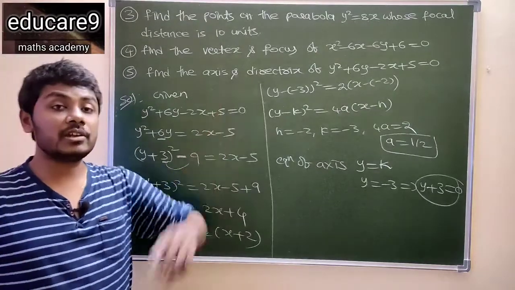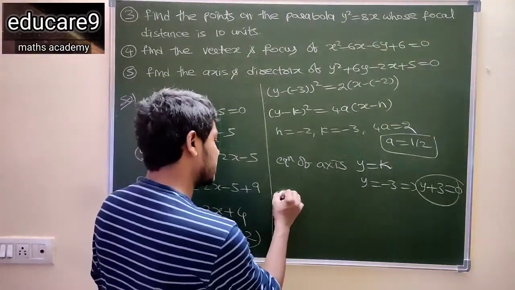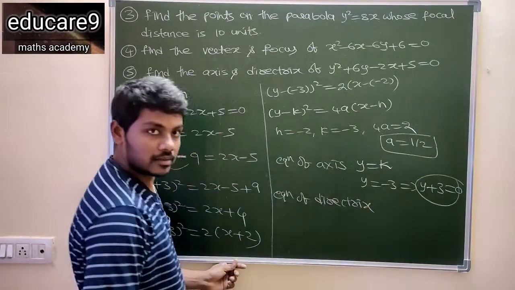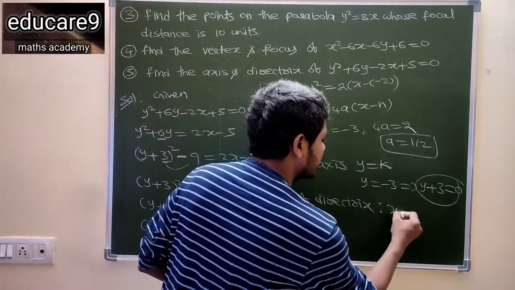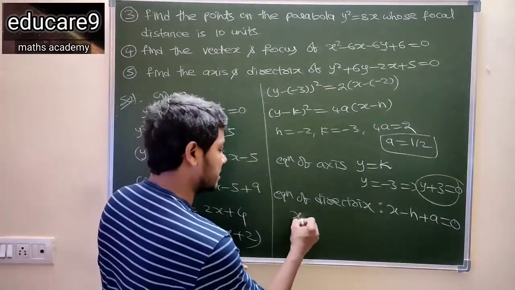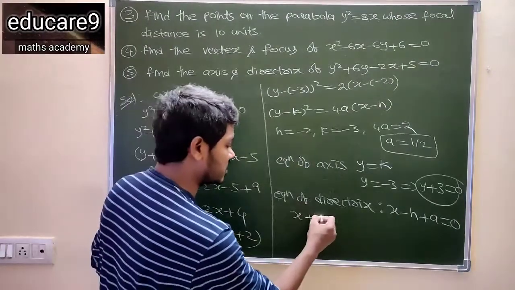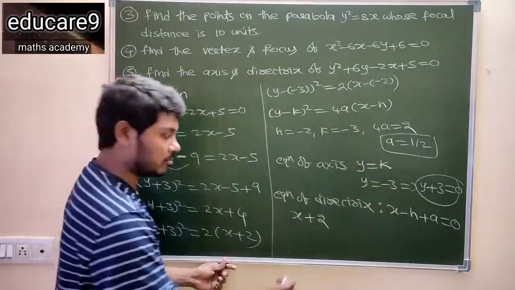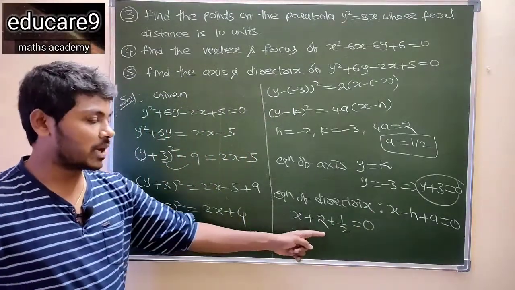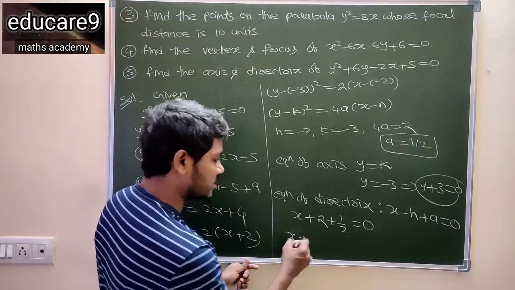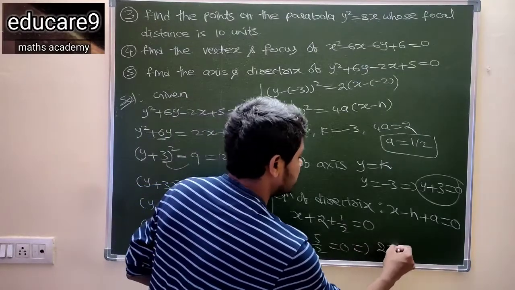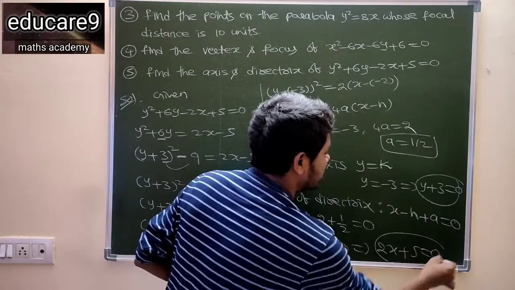Next one, equation of the directrix. See here, equation of directrix, whose equation is x - h + a is equal to 0. X minus, what is h? Minus 2, that is plus 2. A, what is the value? 1/2. Okay. So clearly 2 plus 1/2, x + 4 + 1, 5/2. So equation of directrix is 2x + 5 is equal to 0.